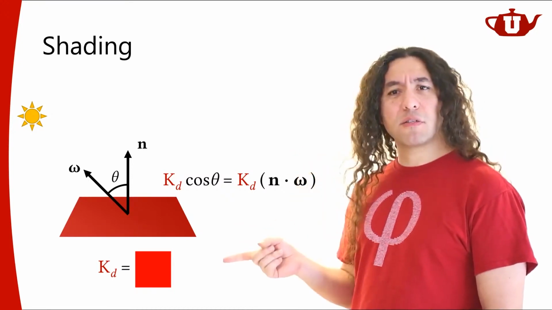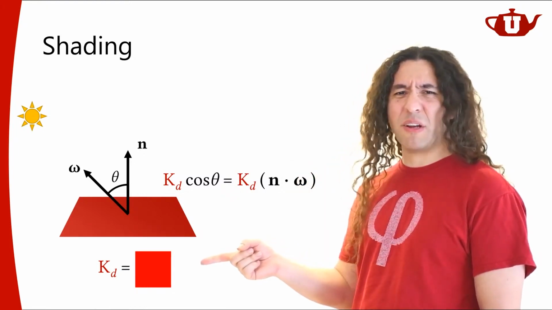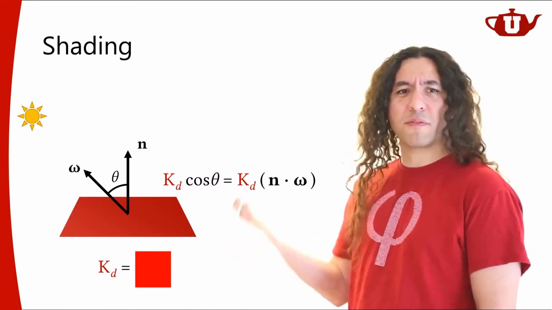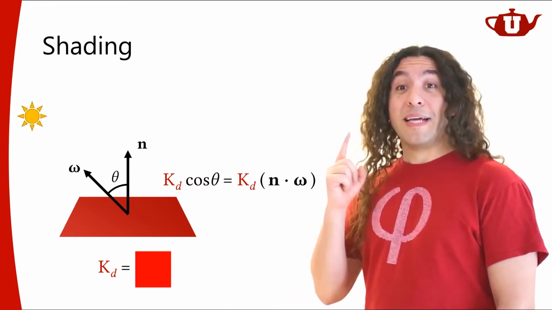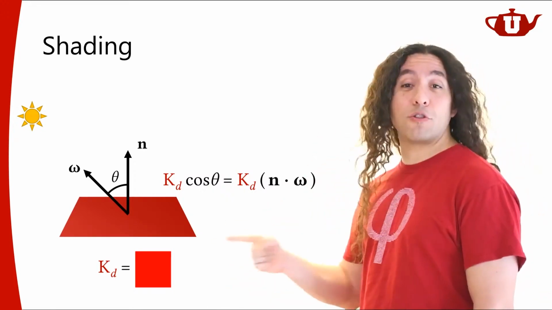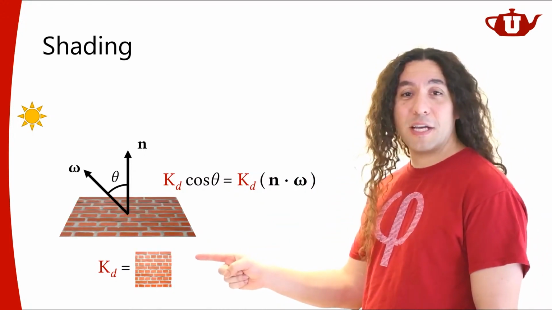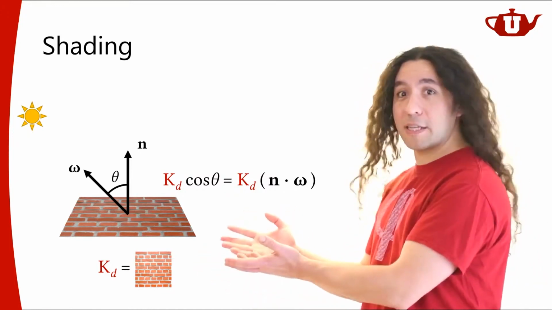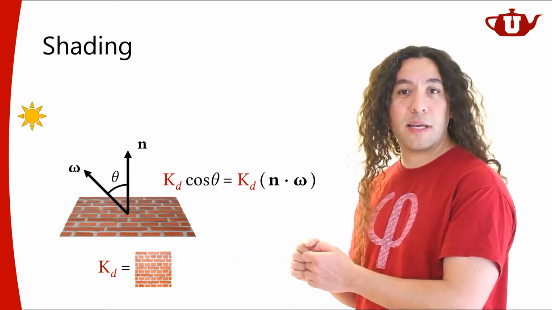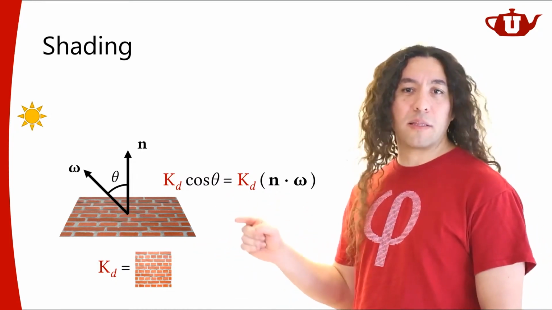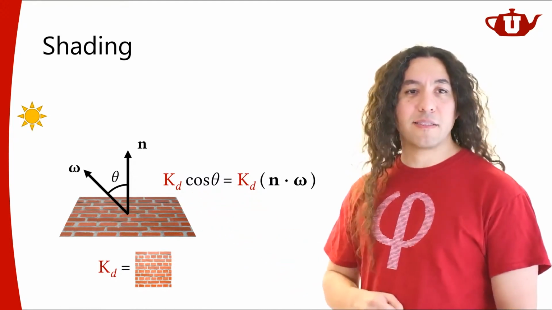What if I'm using a texture on this surface? What do I do then? Things are getting a little bit complicated. I don't have just one color. I have a range of colors based on the texture, right? Now, in that case, the texture is going to be my color. So my KD is not red, my KD is whatever the texture value is at that point on the surface, all right? So I'm just going to sample the texture at the point that I'm trying to shade, and I'm going to multiply that color by the geometry term.